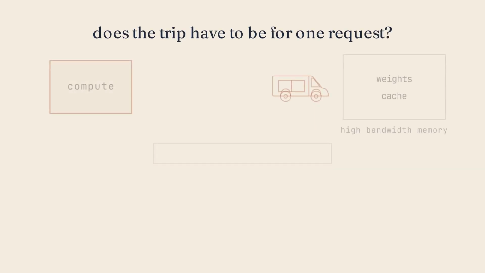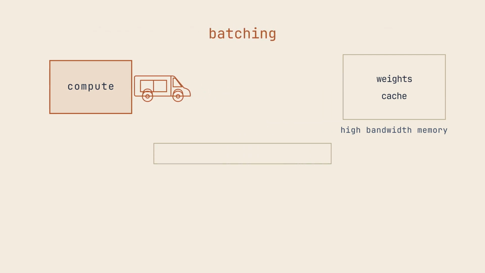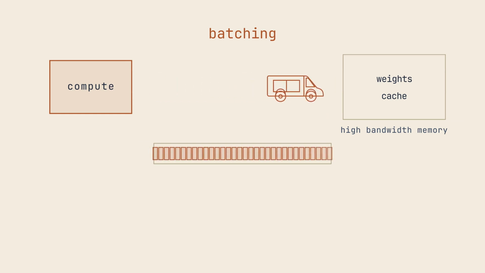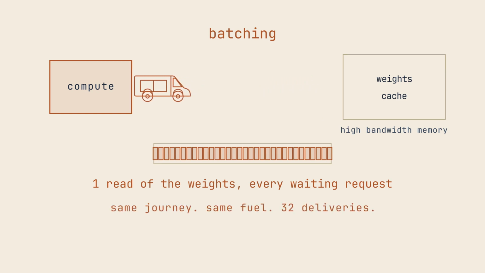So here's the question that ought to be forming. If that trip is happening anyway, does it have to be for one request? It doesn't. And that, right there, is the entire reason batching exists. Your model's weights get read out of memory once and loaded in, and then every request that happens to be waiting can use that same load. You paid for one trip, so you may as well fill the van. That's it. That's the whole mechanism. Not a clever scheduling trick, not anything exotic, just refusing to pay twice for a read you already made. Same journey, same fuel, 32 deliveries instead of one.